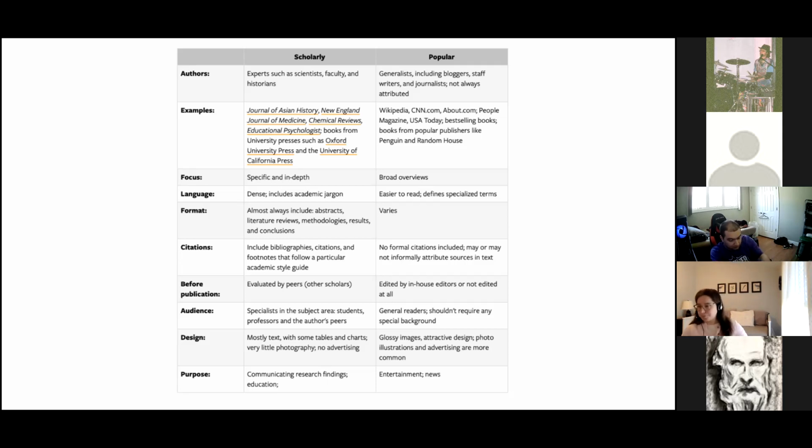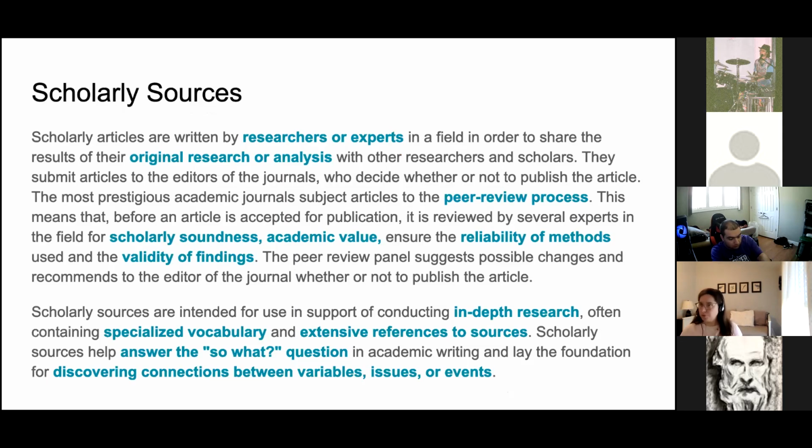Okay. So, scholarly articles, again, they're written by researchers or experts in the field to share their results with the rest of their discipline, right? They're not sharing it with the popular press, the lay media, right? They're sharing it with their own peers. Articles are submitted. Editors of a journal determine whether or not it's to be published.